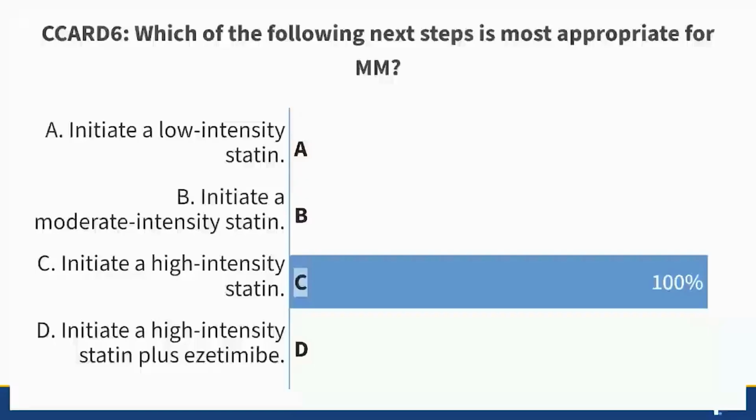So low intensity is never gonna be the answer because that's not a recommendation anywhere in the guidelines, and she has reasons to not be on a moderate intensity, but instead high. And then answer choice D is incorrect because the guidelines say start with the statin and then consider ezetimibe as add-on if you don't reach your goals.